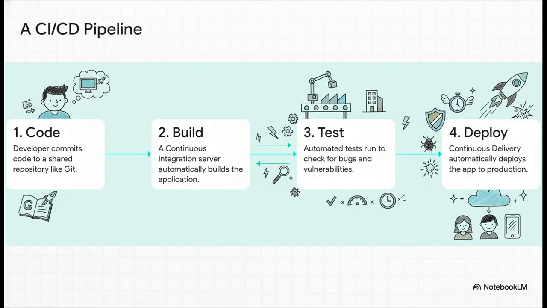And the engine that powers this whole philosophy is something called a CI/CD pipeline. This is the automated assembly line for our software. Think about it. Every single time a developer commits a change, this pipeline automatically kicks into gear, building the code, running a battery of tests, and getting it ready for release. It lets teams ship new features faster and more reliably than ever before.